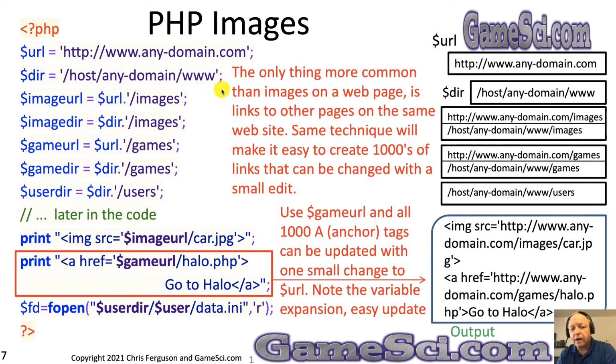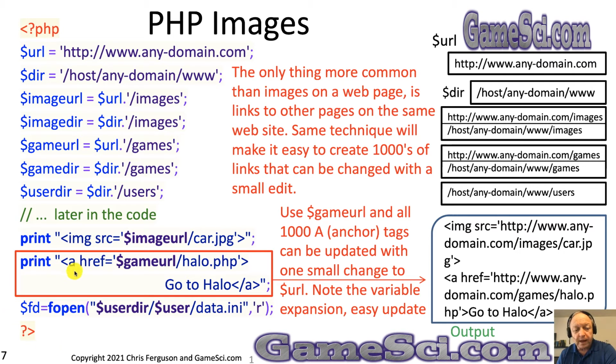The only thing more common than images on a web page is links to other pages on the same website. Same technique will make it easy to create thousands of links that can be changed with one small edit. Use $game URL and all 1000 anchor tags can be updated with one small change to $URL. Note the variable expansion. It's easy to update this code.